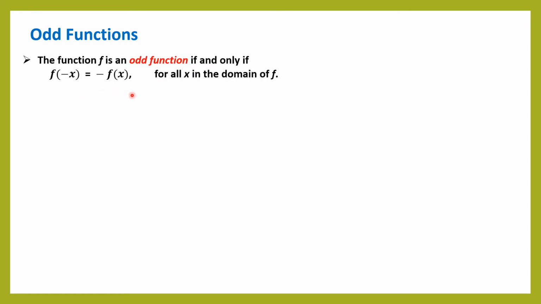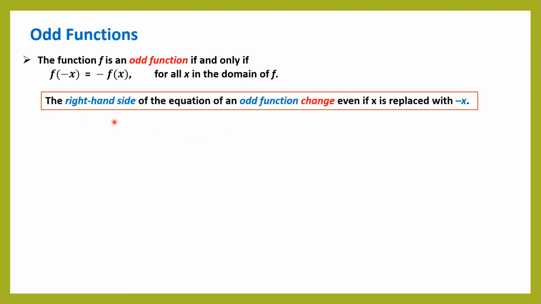So, let's have here odd functions. Paano natin malalaman kung ang given na function ay odd? The function f is an odd function if and only if f of negative x is equal to negative f of x for all x in the domain of f. So, the right-hand side of the equation of an odd function changes. Ibig sabihin, nagbago, even if x is replaced with negative x.